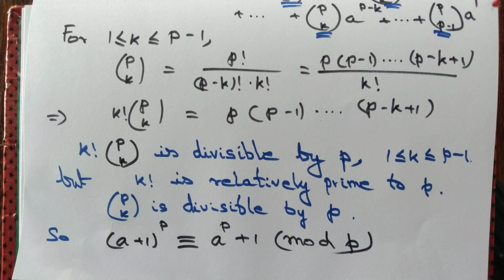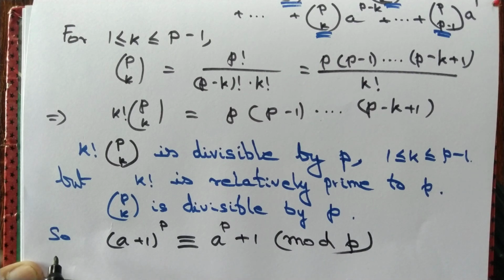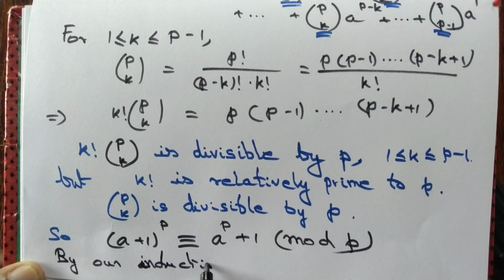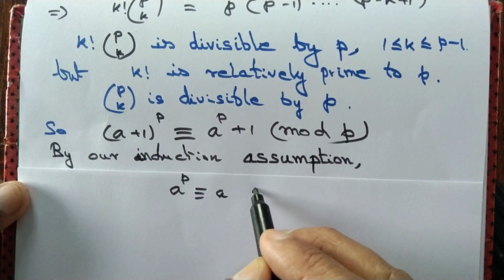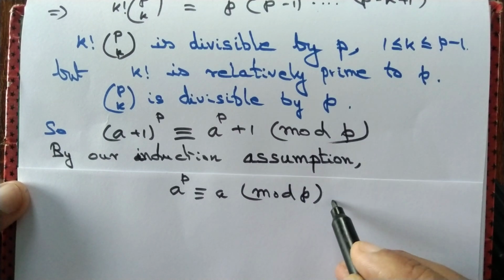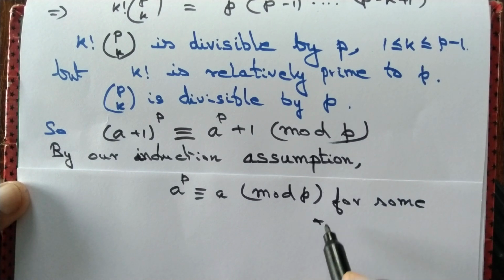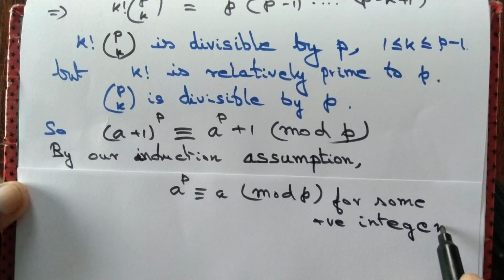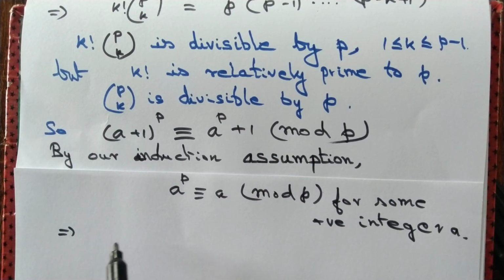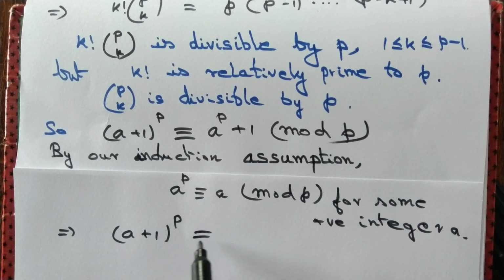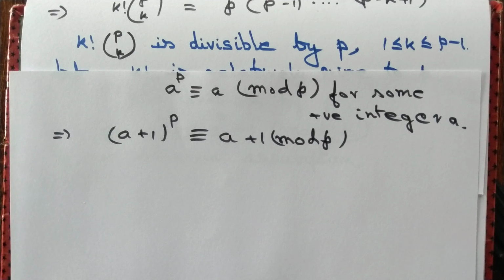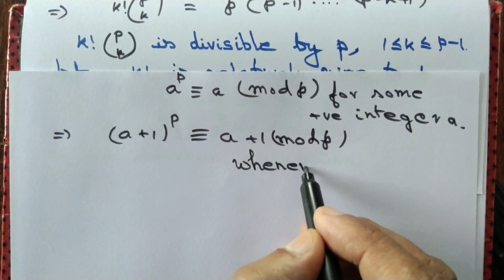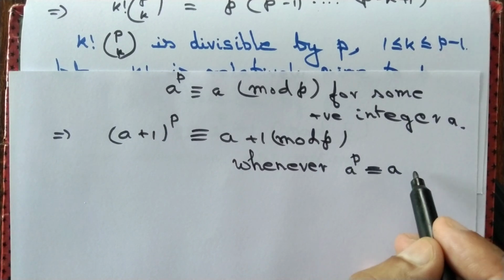Now, by our induction assumption, a to the power p is congruent to a mod p for some positive integer a. And so we can combine these two and say that a plus 1 to the power p is congruent to a plus 1 mod p whenever a to the power p is congruent to a mod p.